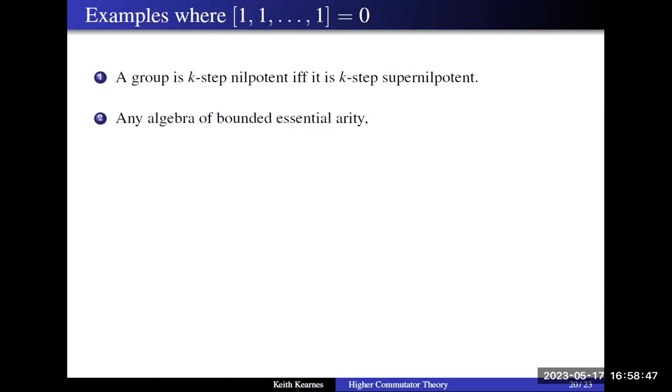Take any algebra where its term operations have a bound on the essential arity. As soon as the operations have more than n variables, they no longer depend on some of the variables. Then you will find that these cubes, you can define it in terms of cubes, the cubes start to trivialize when the dimension gets too big. And then the commutator just becomes trivial. It becomes zero.